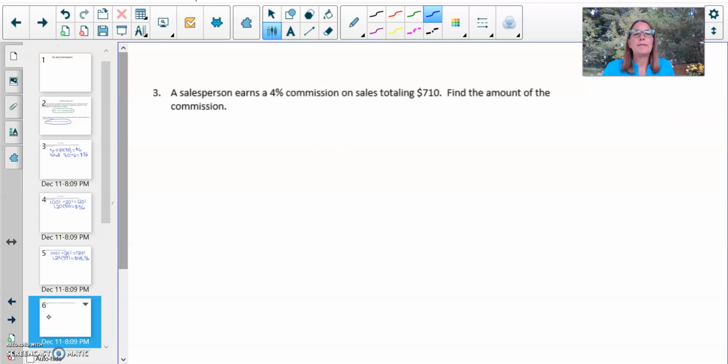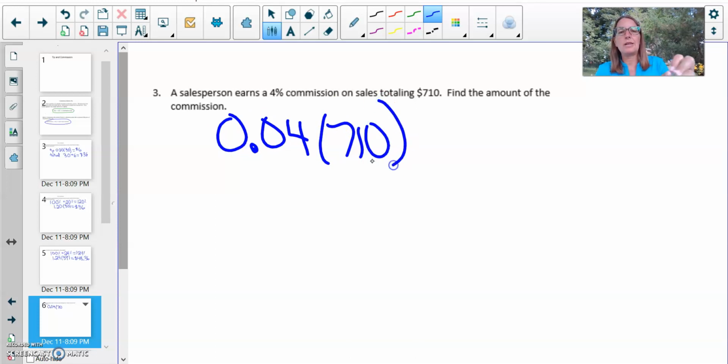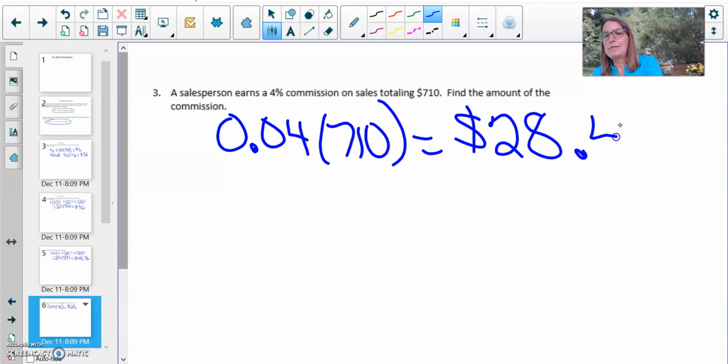A salesperson earns a 4% commission on sales totaling $710. Find the amount of that person's commission. So I'm going to change 4% to a decimal, 4 hundredths, multiply it by how much the sales were, 710. Multiplying it out, I get the amount of the commission was $28.40.